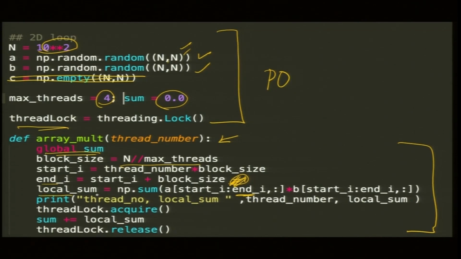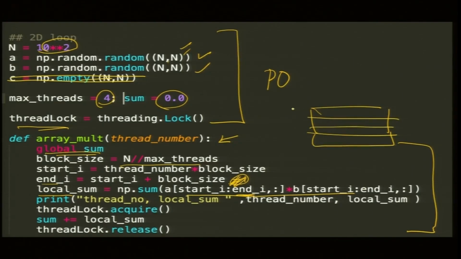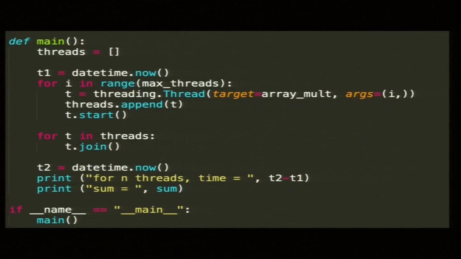So, anyway, local sum is just sum. You have seen this many times. It is a 2D array, but I am dividing the data along the rows. So, please keep in mind, the division is along the row. So, local sum is printed by each thread, and then I want to manipulate this global variable sum. So, thread lock dot acquire, sum is updated with the local sum, and then release. Okay. So, this is a function, and I need to now ask all the threads to execute this function.